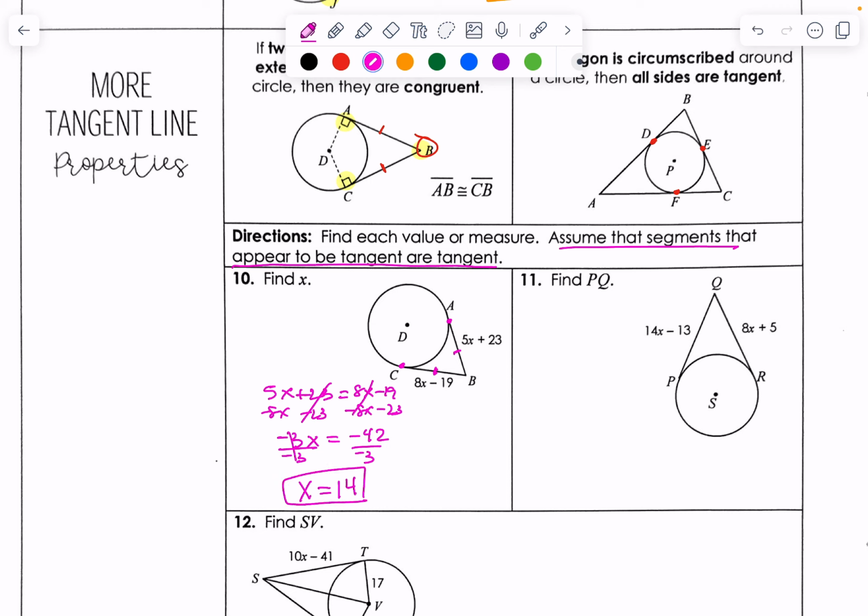So look at the picture. Looks like an ice cream cone. Just remember that when you look at an ice cream cone, if the lines appear to be tangent and the directions say that they are, then you can set those two pieces equal.